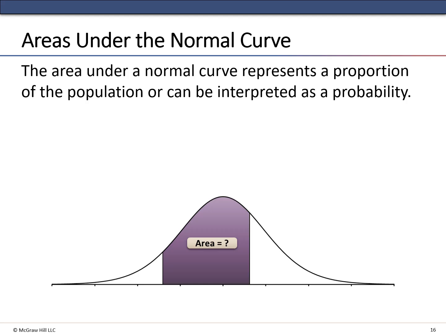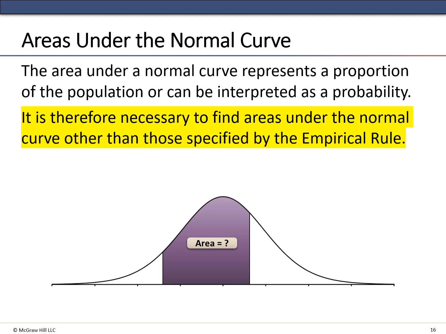The area under the normal curve represents a proportion of the population, and this can be interpreted as a probability. It's therefore necessary to find areas under normal curves other than those specified by the empirical rule. We do know where those boundaries are at plus or minus 1, 2, or 3 standard deviations, but what if we want a smaller interval? How do I find the area for different intervals?